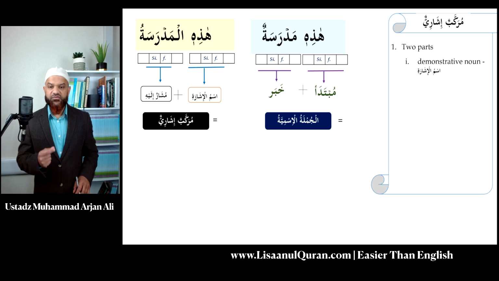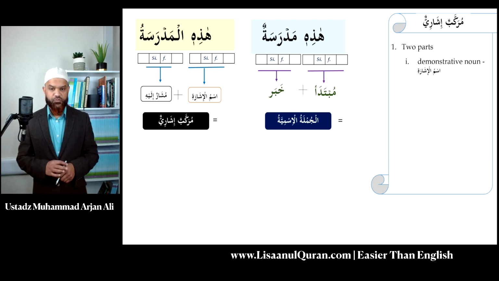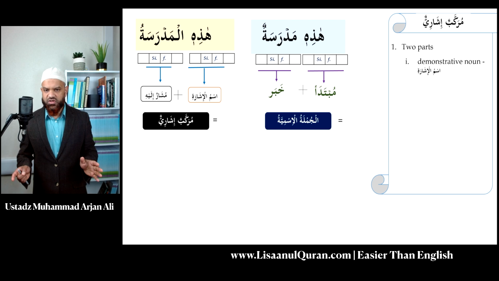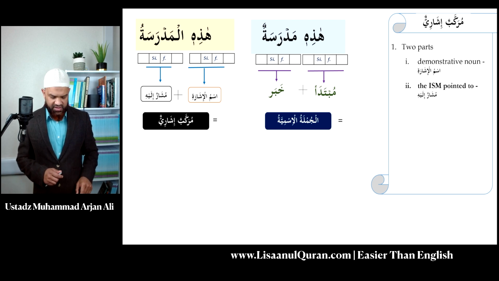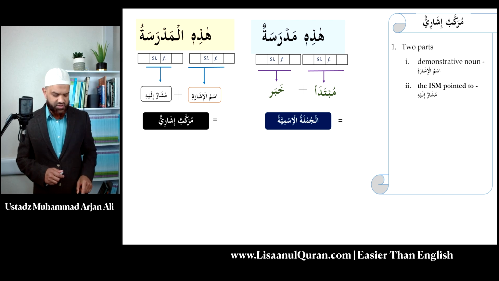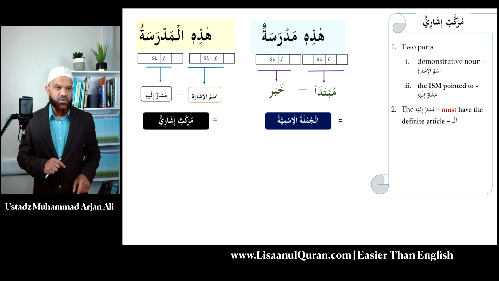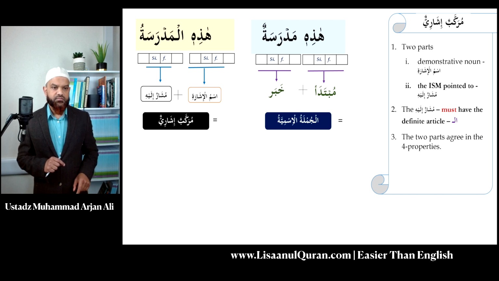2 parts. The first part is the pointing word, the word that you're using for pointing to. هذا, هذه, ذلك, تلك, هؤلاء, أولئك. Those are the words you're going to be using mainly, inshallah, to form it. The second is the noun, the ism that you are pointing to. Now, the noun that you are pointing to has to have al for it to be the Murakkab Ishari.